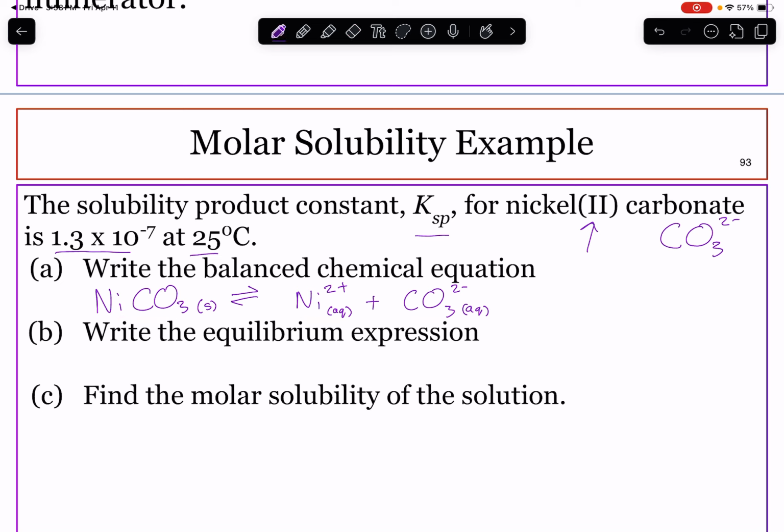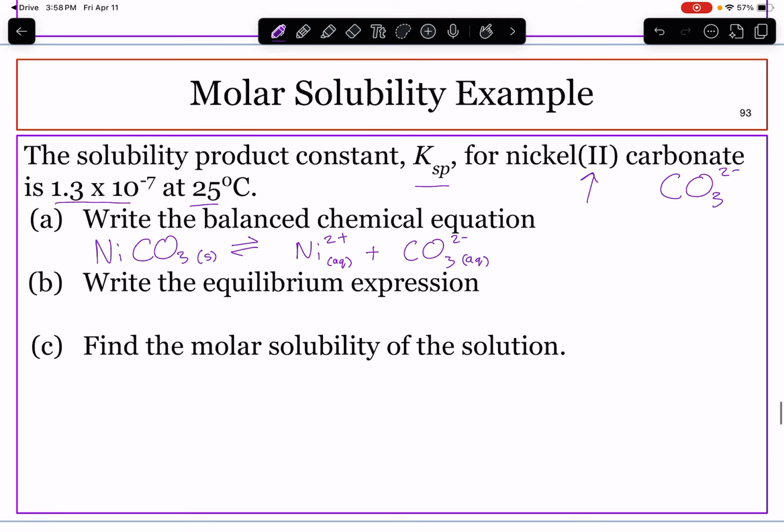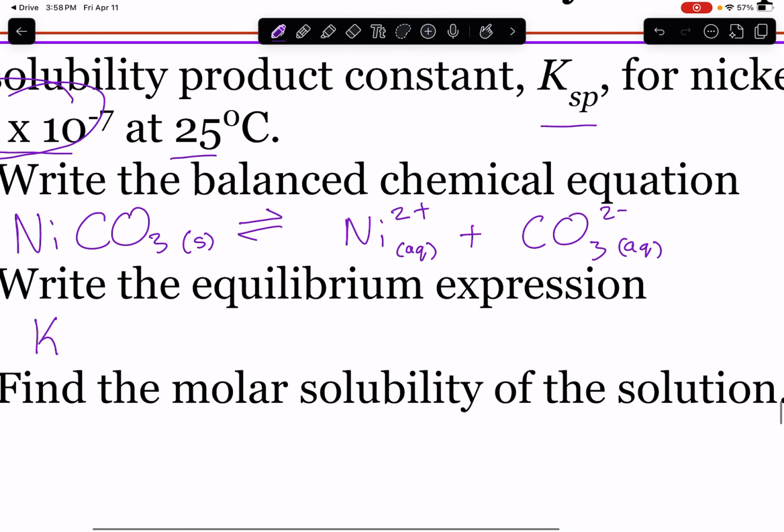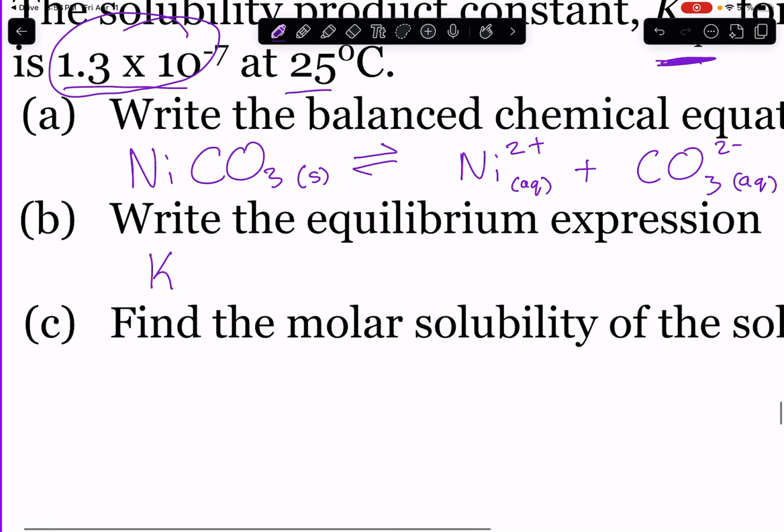Now B, write the equilibrium expression. This is products over reactants, no solids, no liquids. Coefficients turn into exponents, and there are no values plugged in. So yes, we have the value of K right here, but it's not asking for that. It's asking for the expression. So you write K, because we know that this is a KSP from here. You can also use the little subscripts of SP.